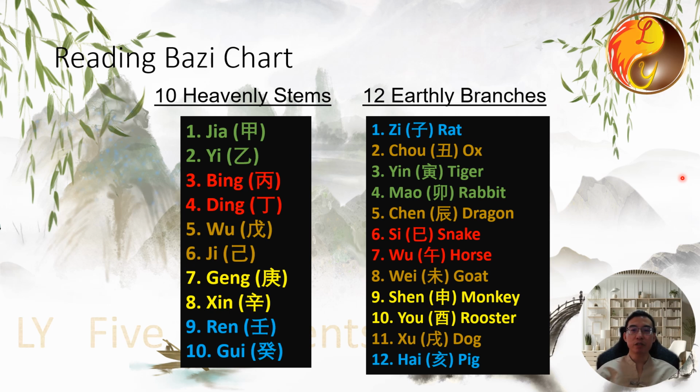Next, we introduce the 12 earthly branches. These are commonly known as the 12 zodiac signs. There are 12 months in a year and 24 hours in a day, all due to the 12 earthly branches. The 12 earthly branches are Zi, rat, Chou, ox, Yin, tiger, Mao, rabbit, Chen, dragon, Si, snake, Wu, horse, Wei, goat, Shen, monkey, You, rooster, Xu, dog, Hai, pig.